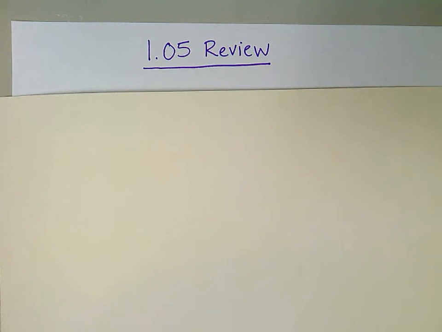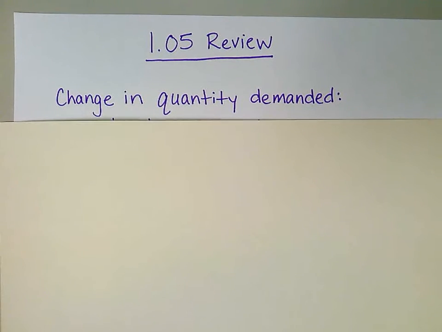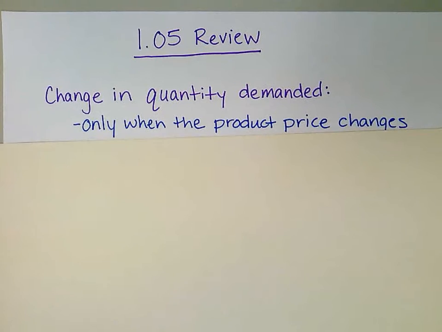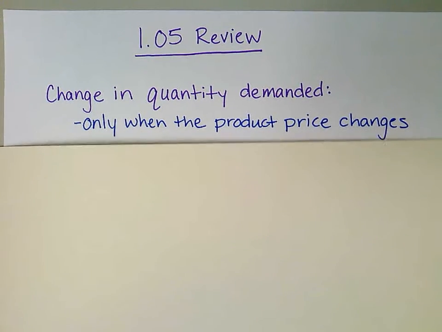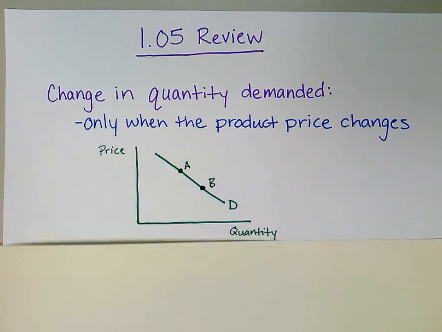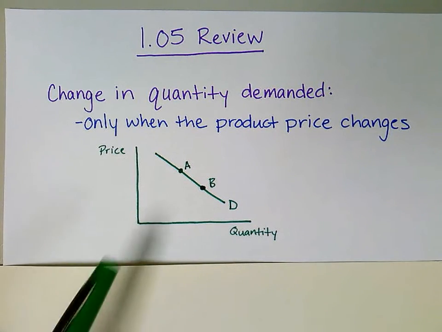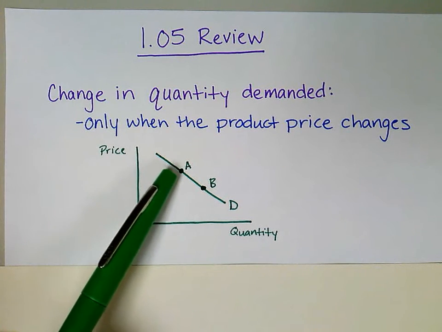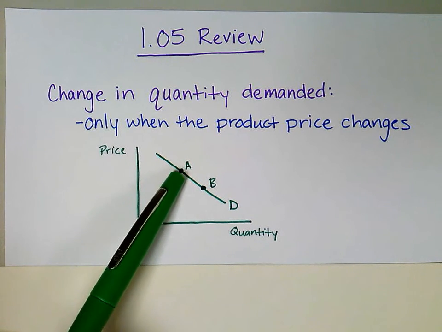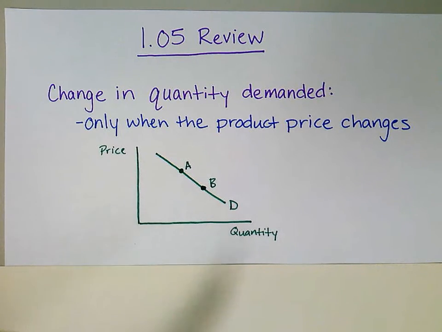Now that you've read through 1.5, let's do a little bit of a review. One of the things you learned about was change in quantity demanded. And as you learned, that's when only the product price changes. There will be no shift. What it'll look like is you'll be going from point A to point B. So the price is decreasing from price A to price B.